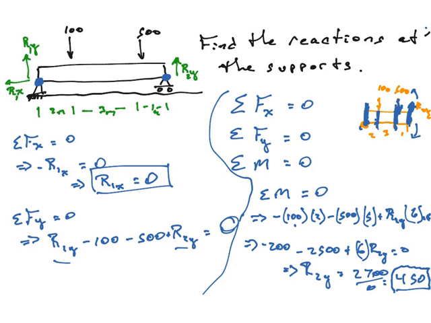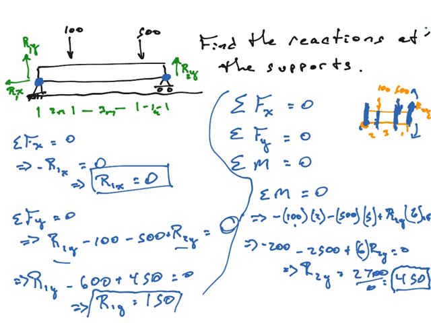Anyway, let me finish up this problem. Now that I have R2y, I could go back to sum of the forces in y and say R1y minus 600 plus 450 is equal to 0. Now I could solve for R1y. R1y is equal to 150. Again, it came out positive because my guess of upwards was correct. And now I have my 3 reactions. At the pin, I had a horizontal reaction of 0, and I had a vertical reaction of 150. At the roller, I have a vertical reaction of 450.